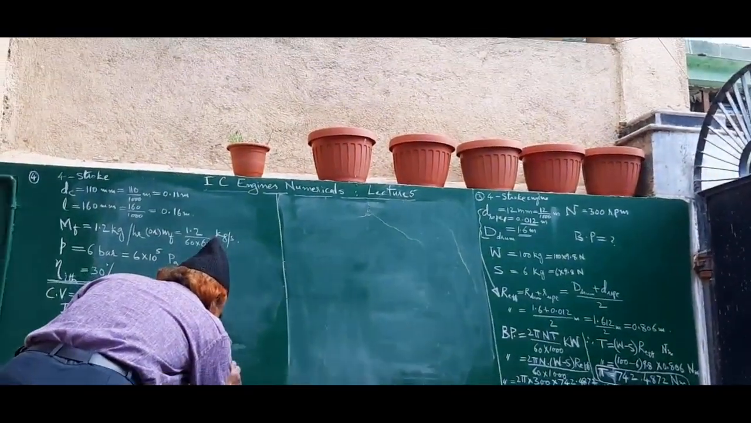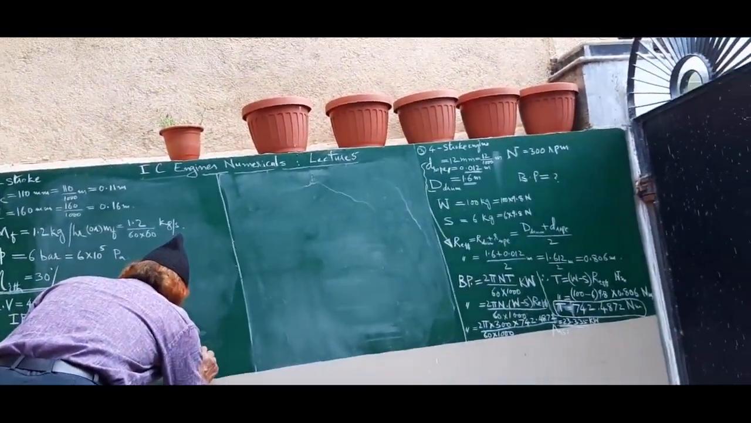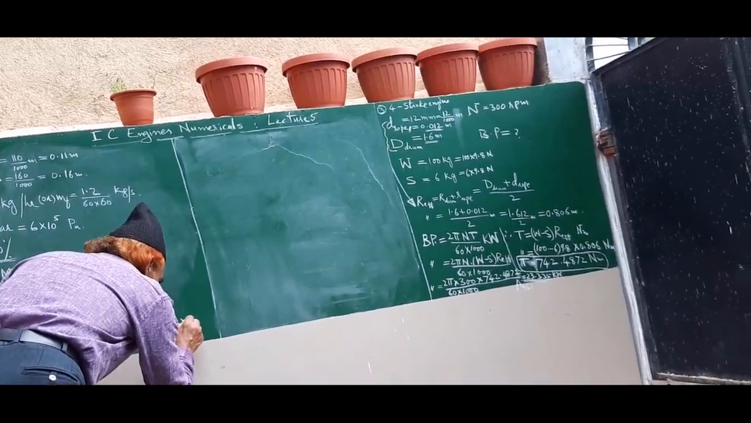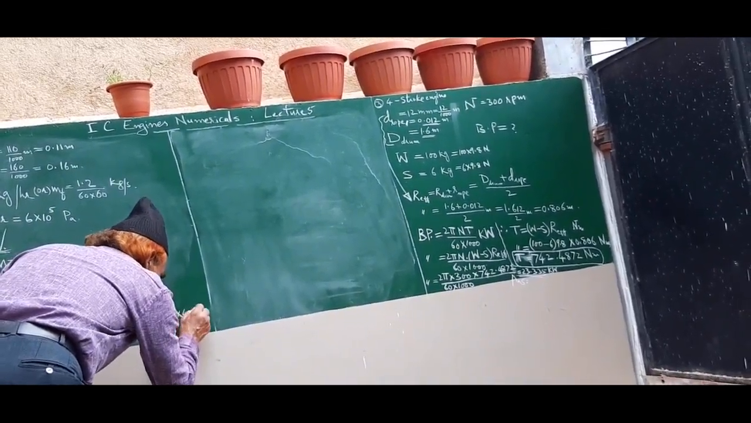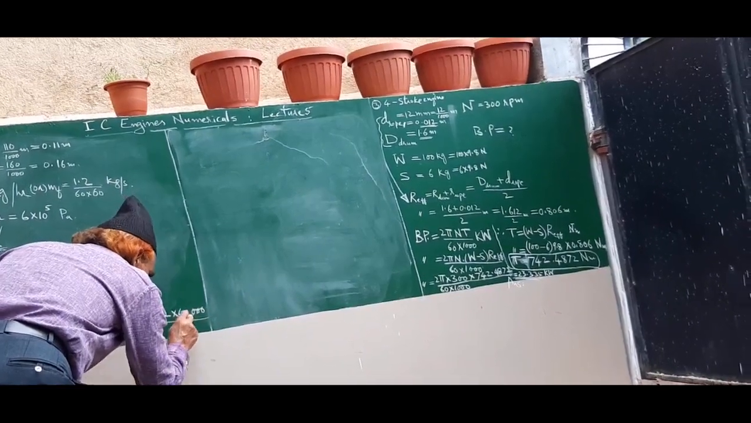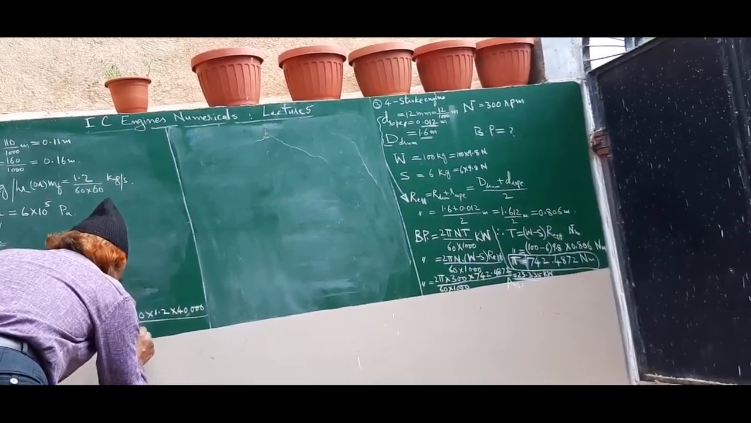Therefore, we can write IP is equal to 30 into 1.2 into 40,000 divided by 3600.